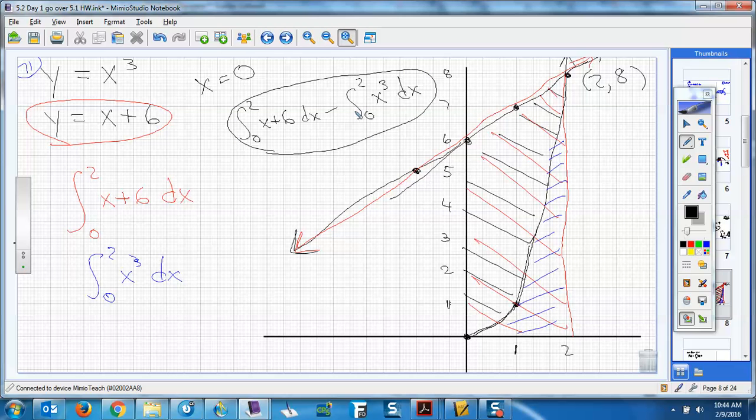But would it be okay, since we've talked about splitting apart integrals, to put integrals back together? If you've got integrals that are split apart, could you put them together as one? And we could. So we actually could write this as the integral of x plus 6 minus x cubed dx. We could write that as one integral.